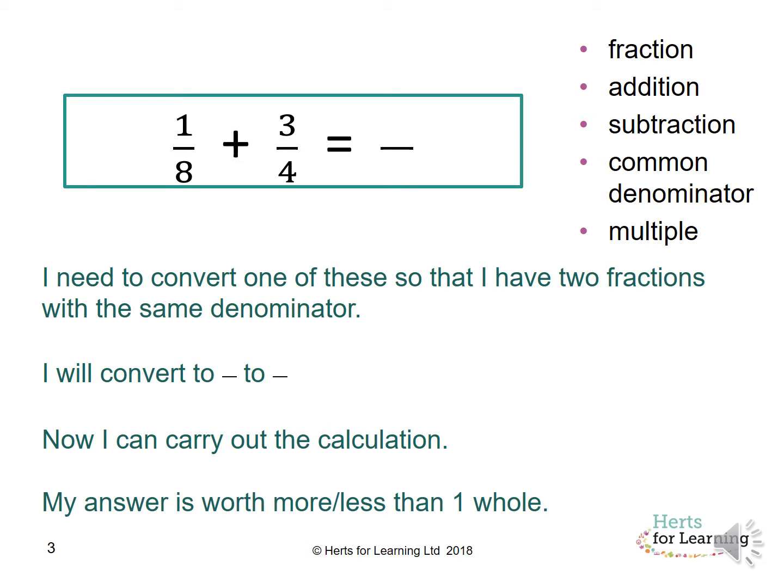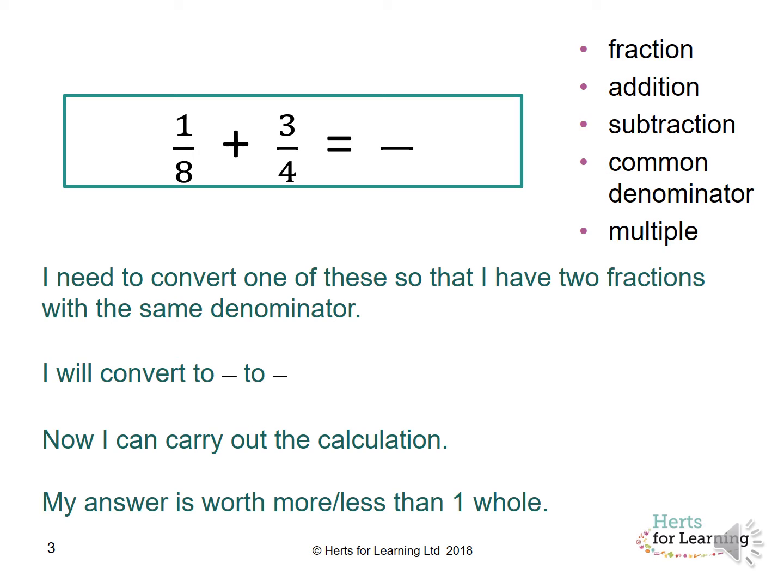Looking at this fraction number sentence, you need to convert one of these so that I have two fractions with the same denominator. Have a think about which one you should convert. The fraction you should look at converting is 3/4, so it would be in the eighths. So now think about how you can make 3/4 into eighths. Remember, whatever you do to the denominator, you have to do to the numerator as well.